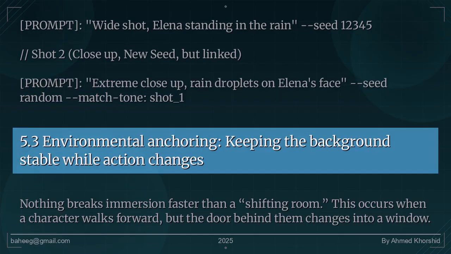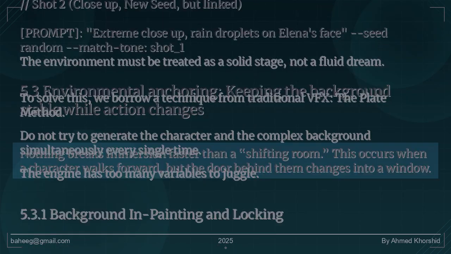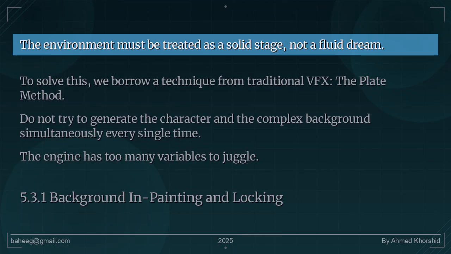5.3 Environmental anchoring, keeping the background stable while action changes. Nothing breaks immersion faster than a shifting room. This occurs when a character walks forward, but the door behind them changes into a window. The environment must be treated as a solid stage, not a fluid dream.